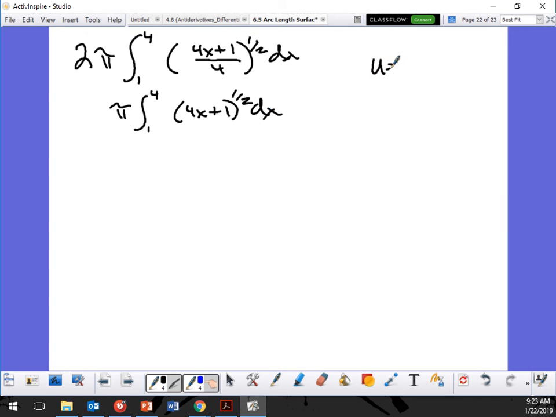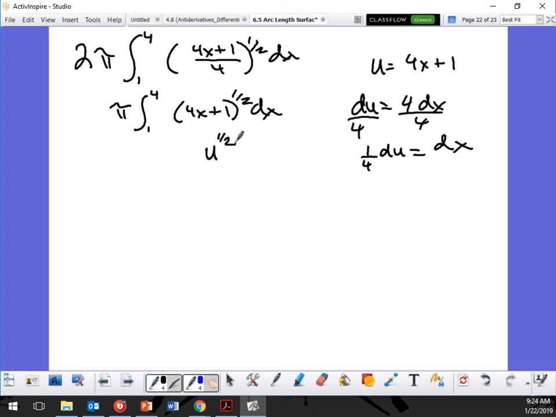So u is equal to 4x plus 1. du is equal to, that one's going to give me 4 dx, right? So 1/4 du is equal to dx. There we go. So this is u to the 1/2, right? And then when I put in the du, it's over 4, right?